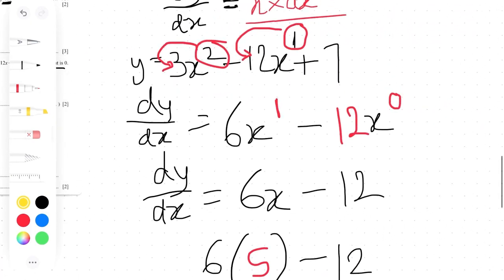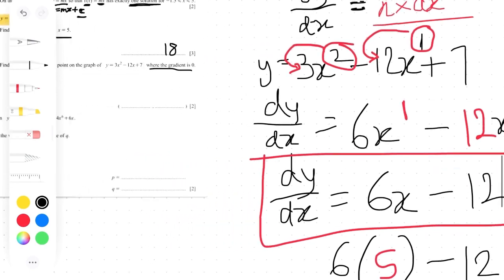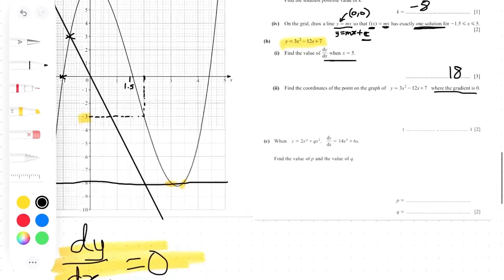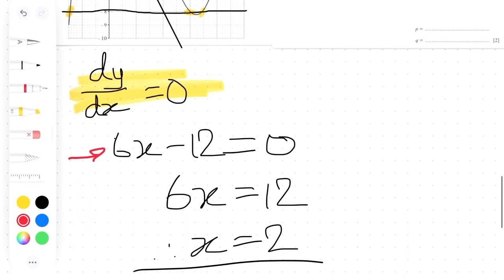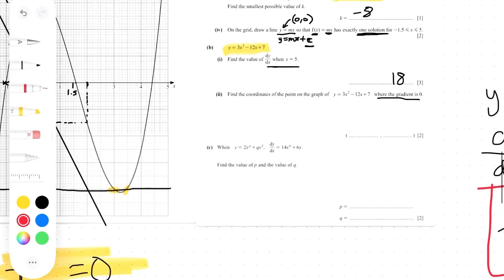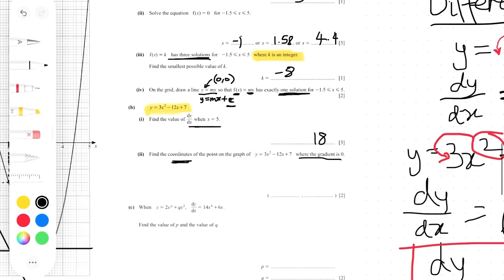We know that dy by dx is 6x minus 12. We differentiated it in the previous question. So it's 6x minus 12 equal to 0. Here, 6x minus 12 equal to 0. And then after solving it, you'll see that x is equal to 2. But that's not all, because it's asking for the coordinates of the point. The coordinates. So that means you also need the y value.